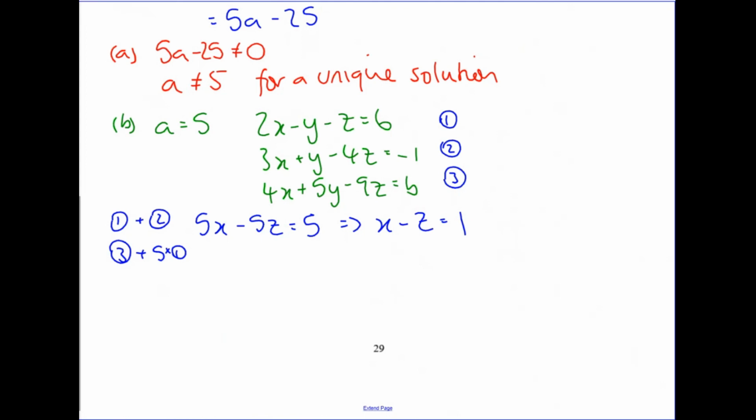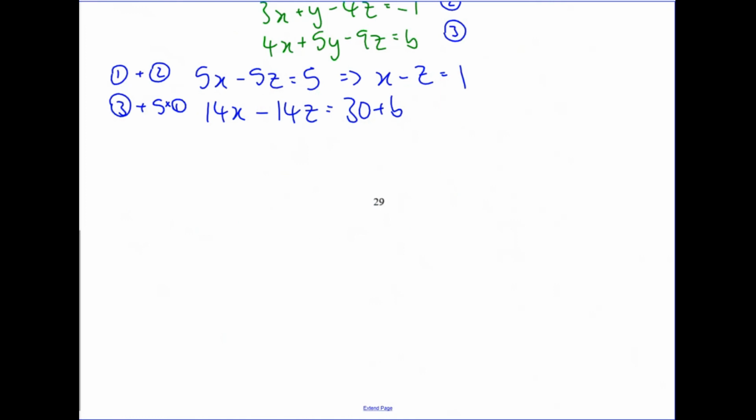5 times equation 1 will give me 10x plus 4x, 14x. I'll get minus 5y plus 5y cancels out. Minus 5z minus 9z gives me minus 14z. And then 6 times 5 is 30, plus b. The left-hand side, obviously, I can write the same. To make it a little bit less awkward, I'm going to times this one by 14. The left is 14x minus 14z. You could obviously divide this one by 14 and it will be fine.